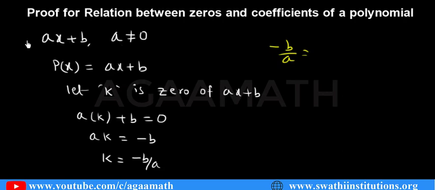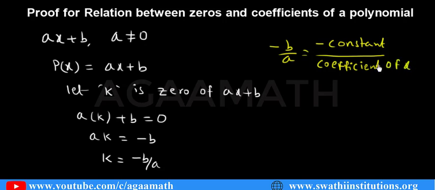If I observe this polynomial ax plus b, b is the constant, right? So minus constant term by, and what is a? The coefficient of x, right? So a is the coefficient of x. So minus b by a is a zero and it is related as minus constant term by coefficient of x. So this is about the linear polynomial.